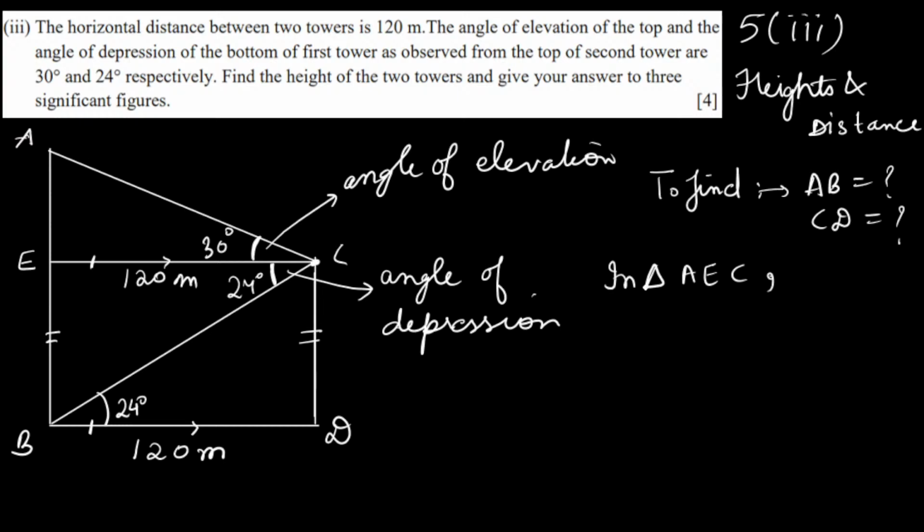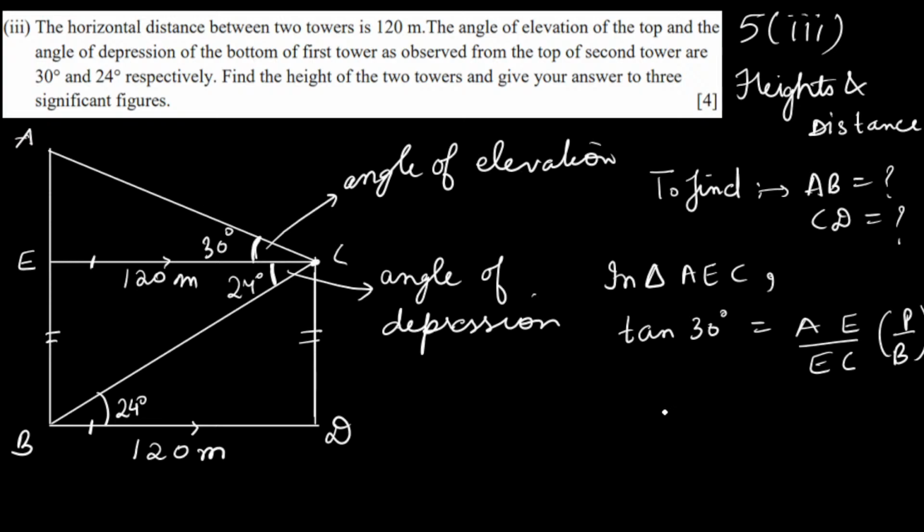Okay. So in triangle AEC, we have to find the perpendicular and we know the base. So we will use tan theta. So tan 30 is equal to AE by EC, because tan's formula is perpendicular by base, or opposite by adjacent. Opposite to this angle 30 is AE and the base of this angle 30 is EC.